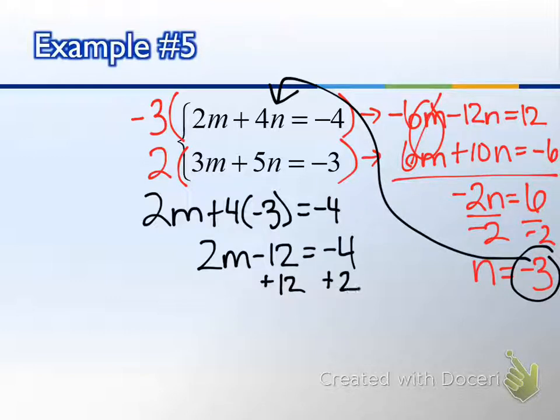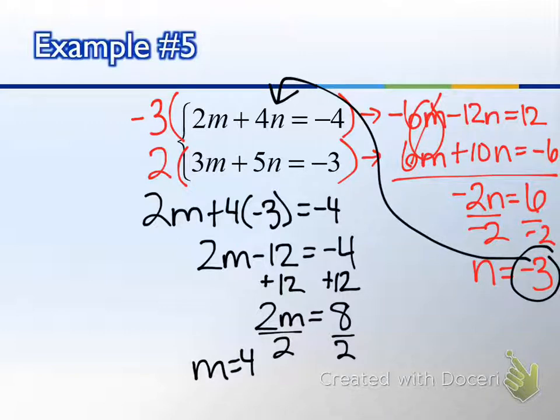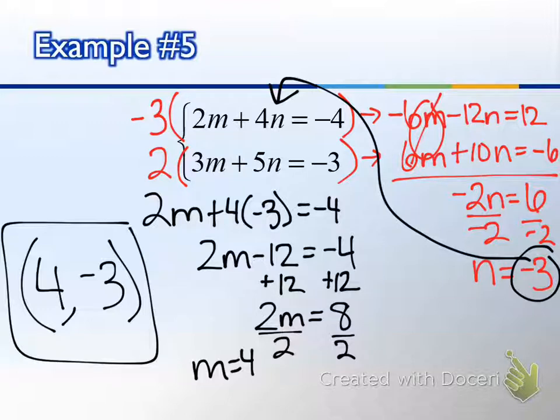We get 2m equals 8. And then to get m all alone, divide by 2, m equals 4. So on this one, instead of x comma y, we would have m comma n. So yes, I would stick with alphabetical order if they're not x and y. So I would write it as 4, negative 3.